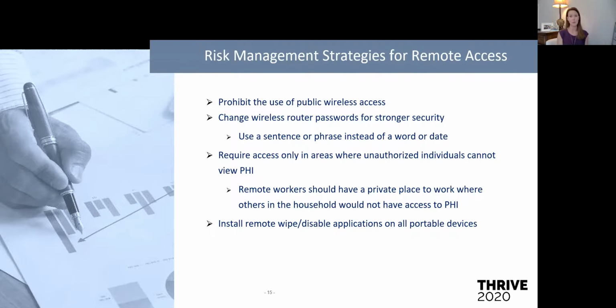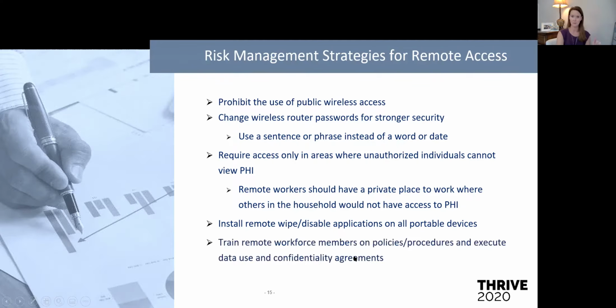Again, that's why it's important to have this remote wipe, remote disable, because in the event there is something, if an employee reports a lost or stolen device, then if you have this application on those devices, your IT should be able to remotely get that information off, and again, reduce your risk of potential breach notification. Because if a breach happens because of a remote worker and it doesn't have to do with telehealth, that does not fall under enforcement discretion.